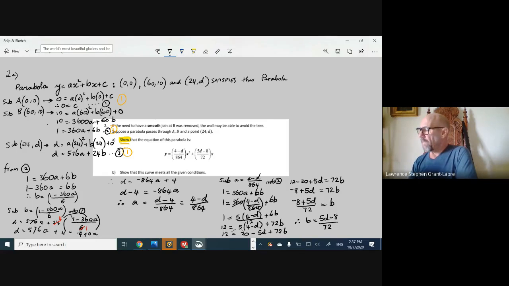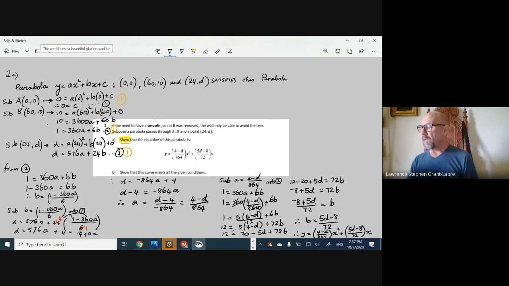So therefore, y equals 4 minus D over 864 x squared plus 5D minus 8 over 72 x. And we've finished. We've shown it, okay? So once you've stated that parabola at the end, we've finished. We've started from the beginning and we finished with our quadratic.